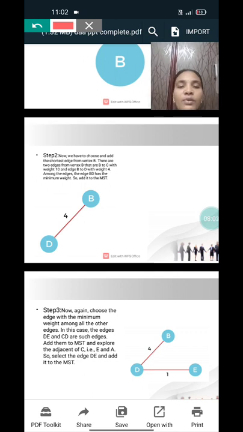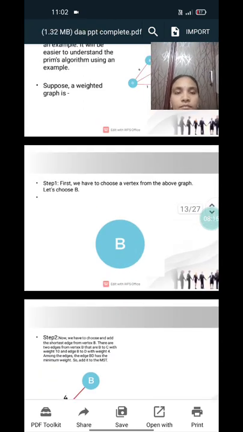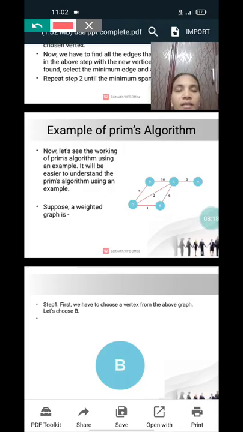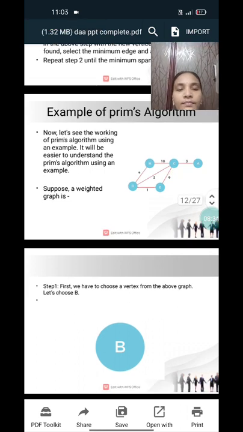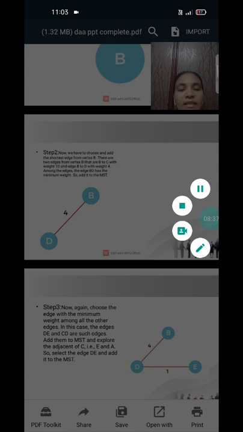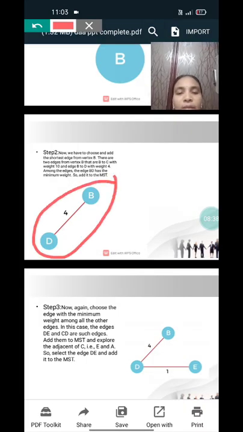After that, step 2. Now we have to choose and add the shortest edge from the vertex B. There are 2 edges from the vertex B. They are 4 and 10. So we have to choose the minimum edge, the minimum distance. So we will be choosing 4. Then the connection from B comes to D. So here we can see the connection from B to D.